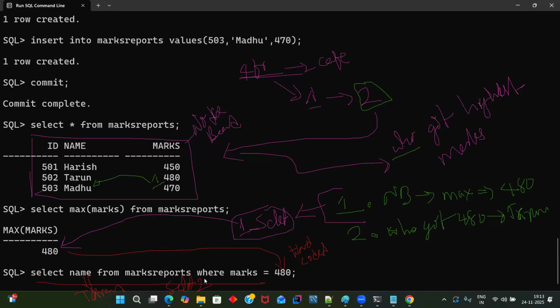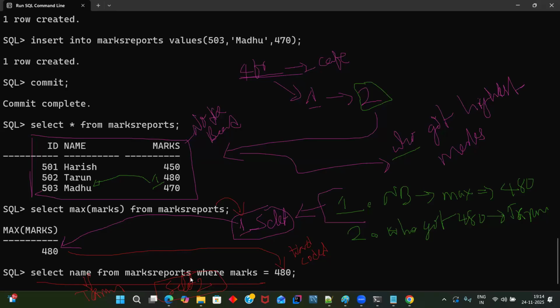So how many select queries are there to do this operation? Two. This is your first select query, which returns the highest marks, and the second select query, which returns the name. So two select queries need to be run for your requirement.